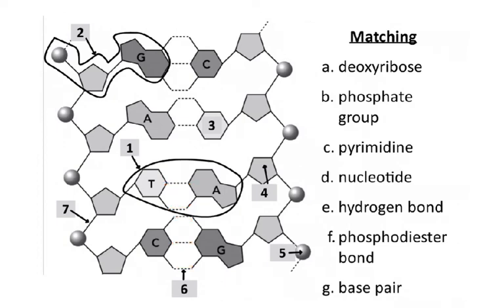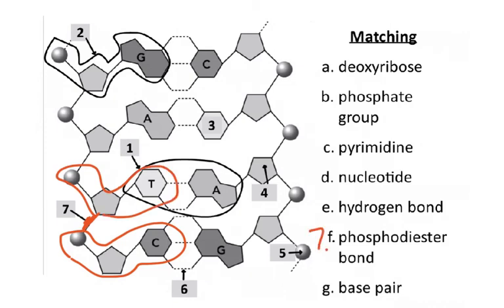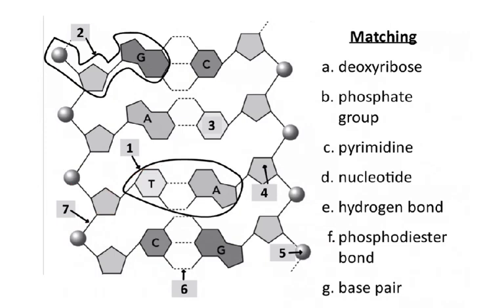Now let's look at number 7. Number 7 is pointing to a bond that's holding one nucleotide to the next nucleotide. This is called our phosphodiester bond. We can shade the phosphodiester bonds now between the nucleotides like this on one side of the DNA ladder and like this on the other side of the DNA ladder.